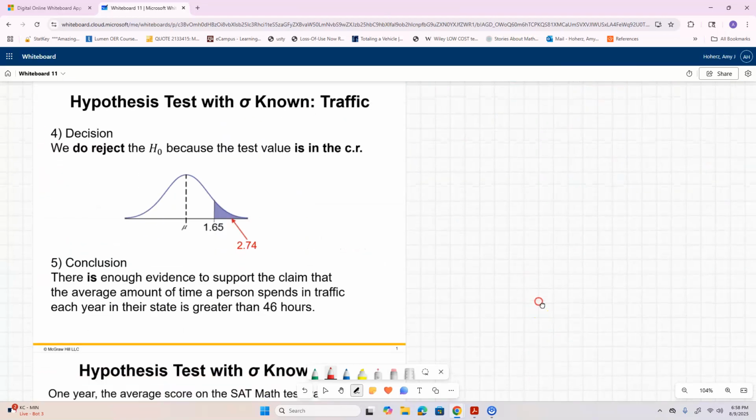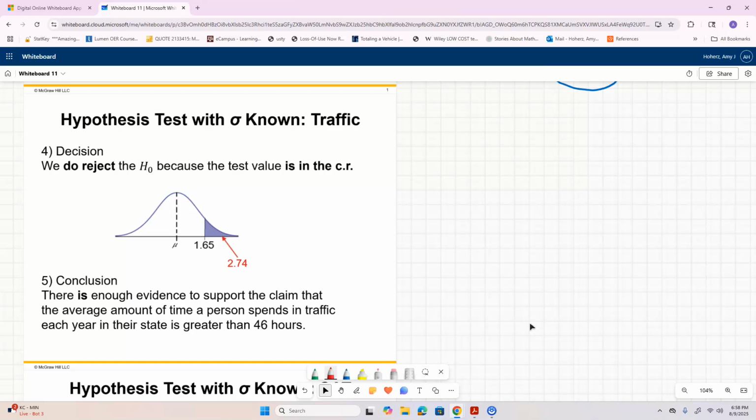So here's a picture of that same thing on this slide. So we're in this critical region, okay? So because we are in the critical region, we are going to reject. And then the conclusion is that there is enough evidence to support the claim that the average amount of time a person spends in traffic each year in the researcher's state is greater than 46 hours.